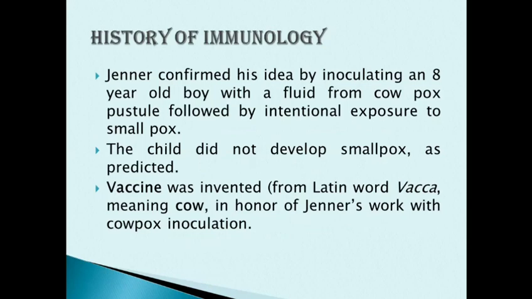To confirm his idea, he inoculated an 8-year-old boy with fluid from a cowpox pustule, and after that, he intentionally exposed the boy to smallpox. And as predicted, the child did not develop smallpox. That means the child was already protected and had developed immunity against smallpox. And from this whole event, vaccines came. The name vaccine was given in honor of Jenner's work with cowpox inoculation. The term vaccine comes from a Latin word, vacca, V-A-C-C-A, that means cow.